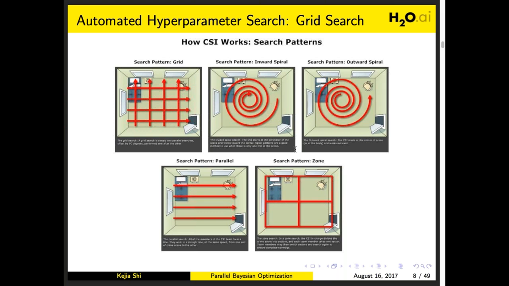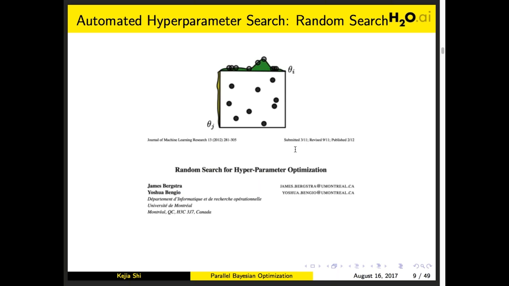So now you would be asking yourself, what if I just search it randomly, and I search this point, and then I move to another point? It doesn't have to be some kind of norms or regulations.